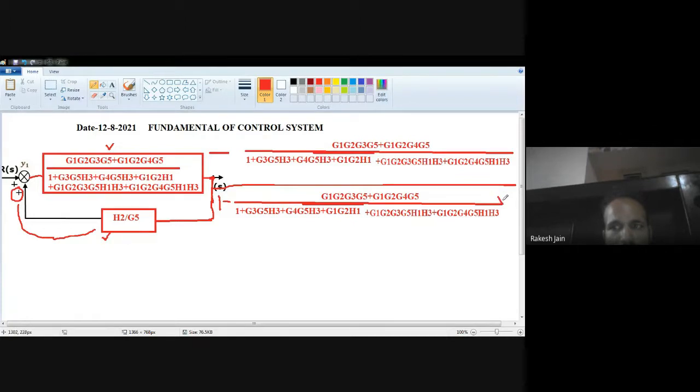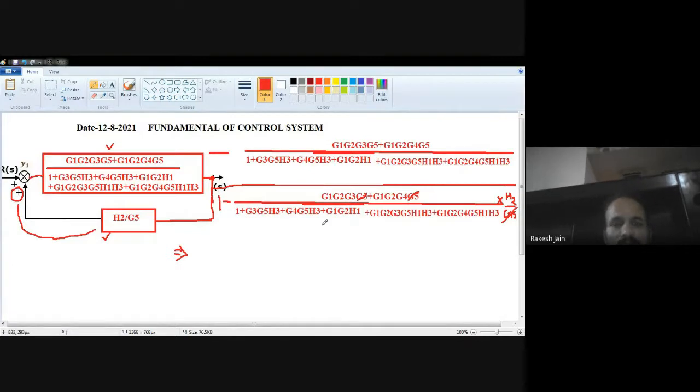So I just write down the cross, and what is the feedback? S2 divided by G5. Okay, so after the solution, that will be my final answer. Now see, this G5 will be cancelled with this one, because G5 is common on both sides.